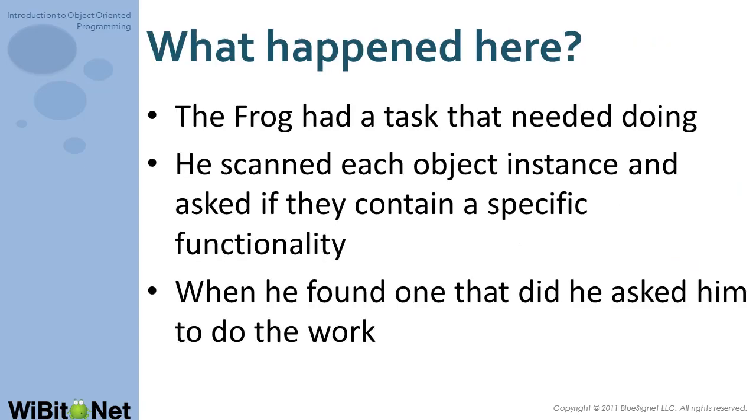So Brian, just as a recap, what happened here? So the frog knew that he needed to perform some type of action. And maybe he even knew the method name, for example. So he scanned each object instance and asked to see if they contained a certain type of functionality. In this case, how to add two numbers. And when he found one that could add those two numbers, he asked him to do the work. And if he wouldn't have found anybody, he would have just been like, sorry, nobody can add the numbers.